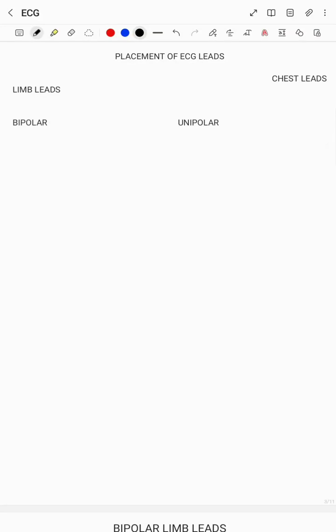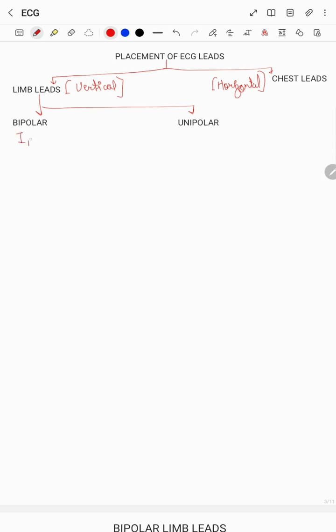Hey everyone, today I'll be talking about placement of ECG leads. We need to understand that there are two types of leads. We have the limb leads meant for the vertical activity, and then we have the chest leads which are meant for the horizontal activity. If I talk about the limb leads, they are further divided into bipolar and unipolar.